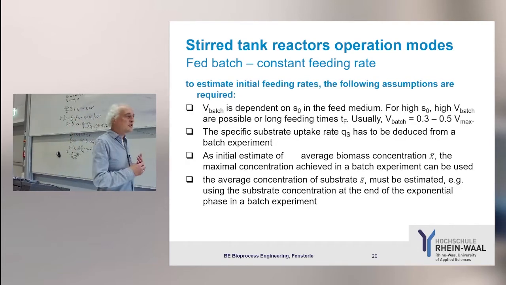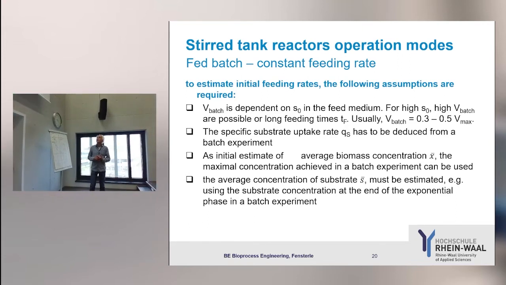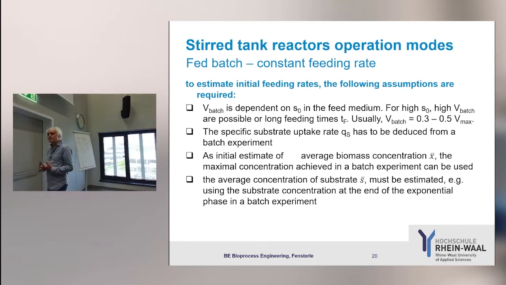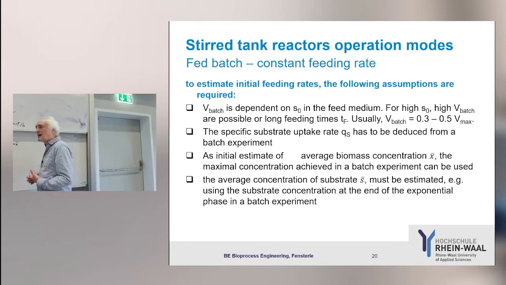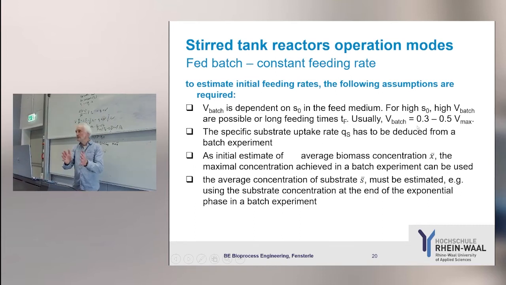Now, if we want to estimate this initial feeding rate, we have to think over a couple of things. So of course, the batch is dependent on the feed medium at the initial concentration. So therefore, that's the real S0. If I have a high S0, high V batches are possible, long feeding times are possible. Usually you say that our batch volume, the volume at the end of the batch, when you start your feed, is around about 0.3 to 0.5 of the maximum volume you can put in your bioreactor.